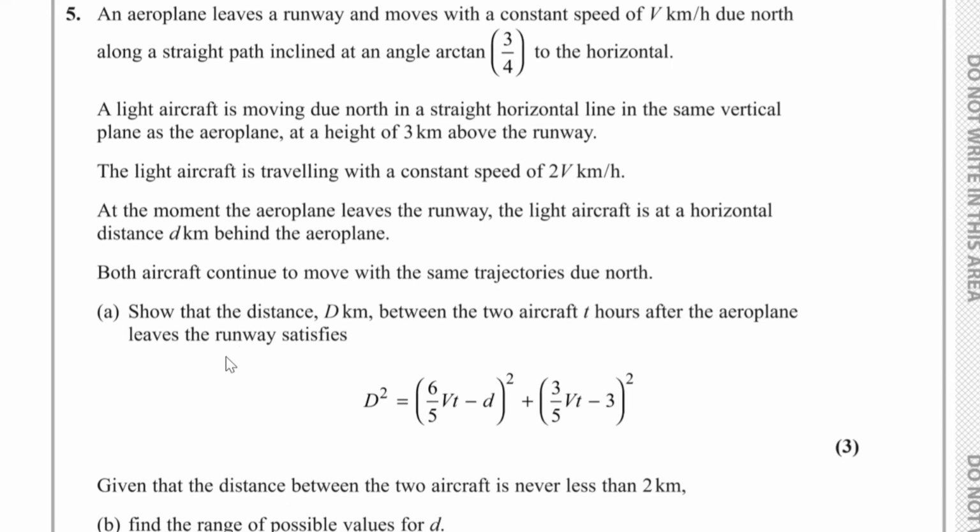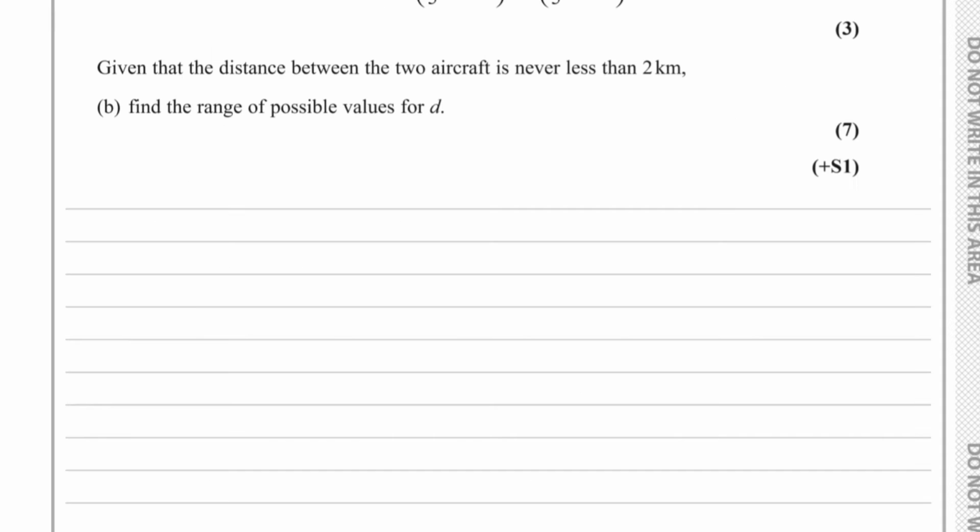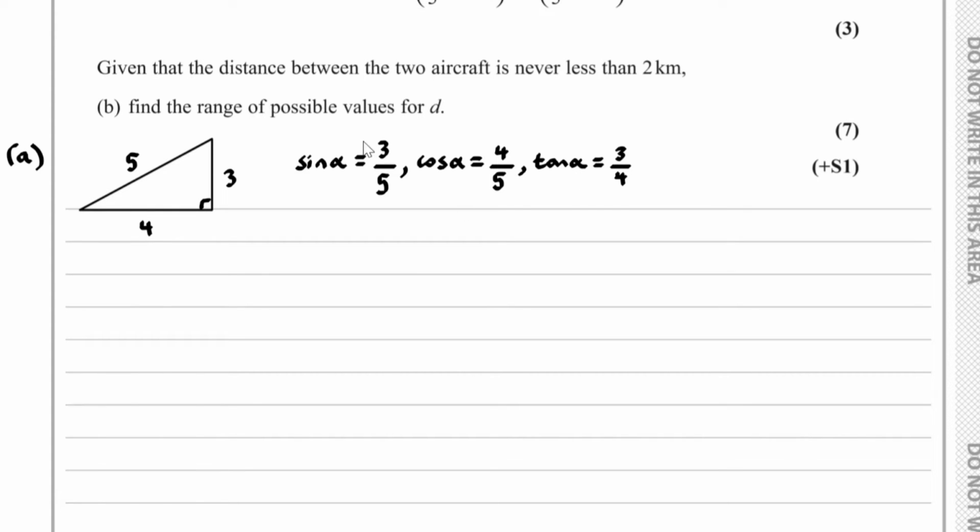Both aircraft continue to move with the same trajectories due north. For part A, we have to show that the distance d kilometers between the two aircraft t hours after the aeroplane leaves the runway satisfies d squared equals (6/5 vt minus d) squared plus (3/5 vt minus 3) squared. Well, first of all, given the information about arctan, we can form a 3, 4, 5 right-angled triangle. You see that sine alpha is 3/5, cos alpha is 4/5, and tan alpha is 3/4.